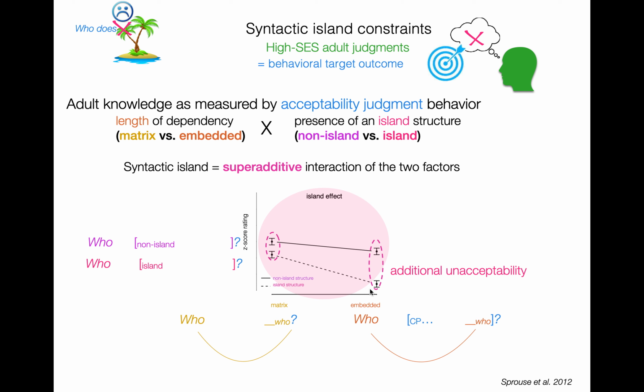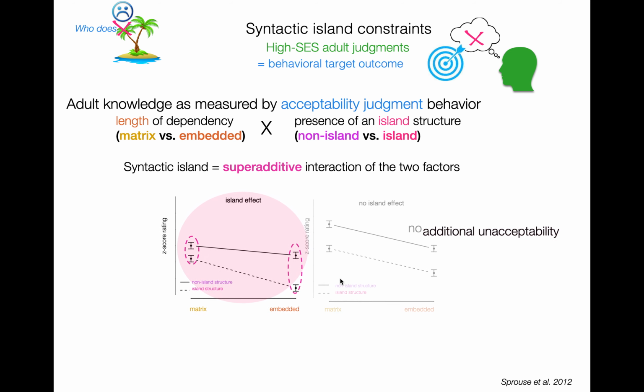And that's saying, hey, it's not just the fact that you have an embedded dependency. It's not just the fact that you have an island structure somewhere in the utterance. It's like something extra bad about crossing this island structure. So this shows up, as you can see visually here, with non-parallel lines. It's a visual signal of superadditivity, which is again our signal of syntactic island knowledge.